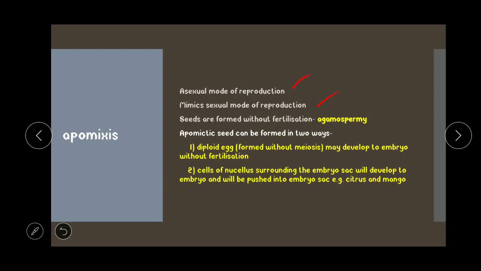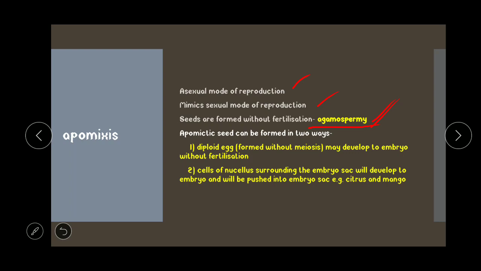Then what is the meaning? The seeds are formed without fertilization. This is called agamospermy. You have to remember the term agamospermy. In apomixis, the seeds are formed without fertilization. As you know, mixis means fertilization, so the seeds are formed without fertilization.